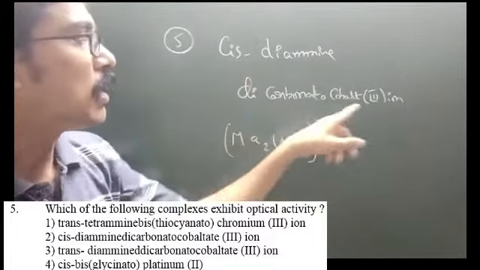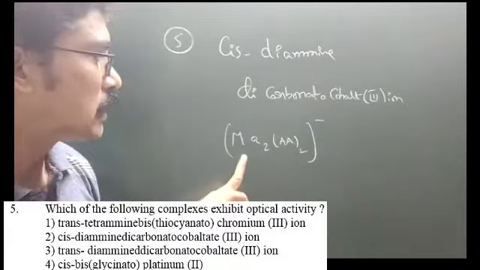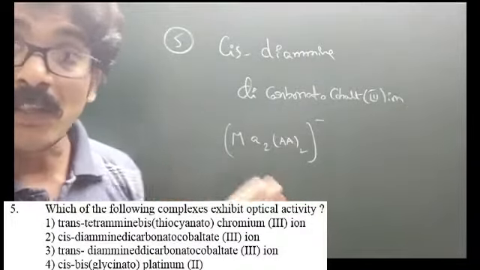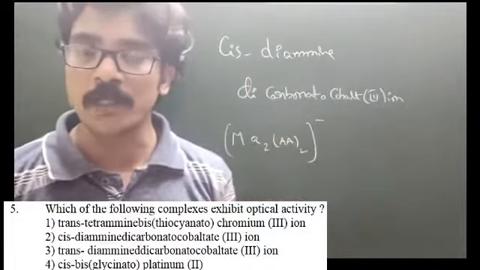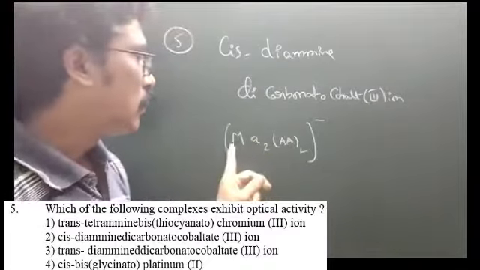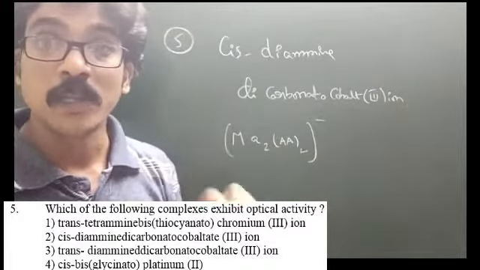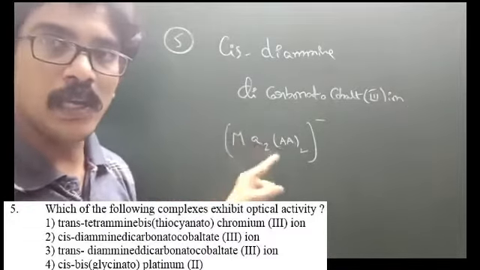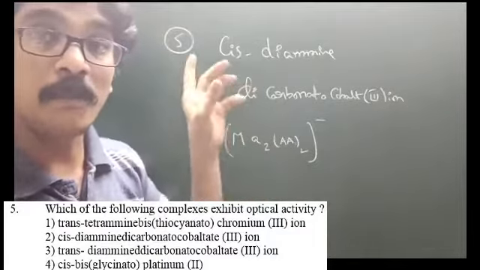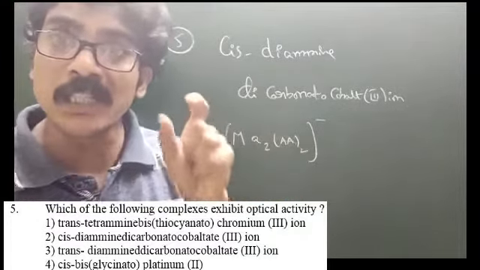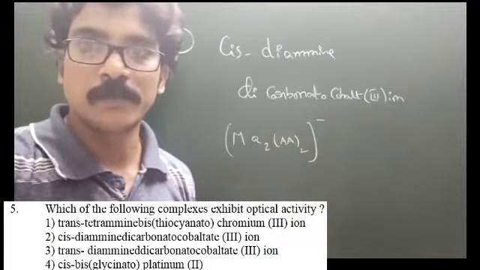In one option, cis-diamine dicarbonate of cobalt 3 is of type MA2(AA)2 minus. This complex exhibits optical isomerism, but very important, even though it is this type, if it is trans, it does not exhibit isomerism. Cis M(AA)2A2 minus, this complex exhibits optical isomerism only in cis form. The trans form does not exhibit it.